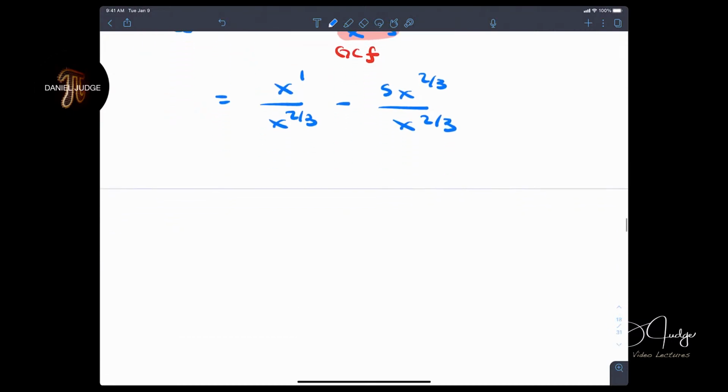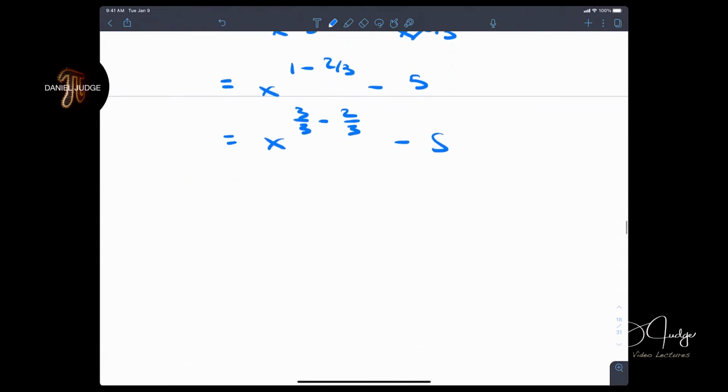All right, now let's try not to make another mistake here. 1 minus 2/3 minus 5, and you notice that these terms go away. And this is going to be x to the 3/3 minus 2/3. See, that's probably why I made the mistake. I skipped a step. Now that's x to the 1/3. 3/3 minus 2/3, let's double check. And this is my quotient. Yes.